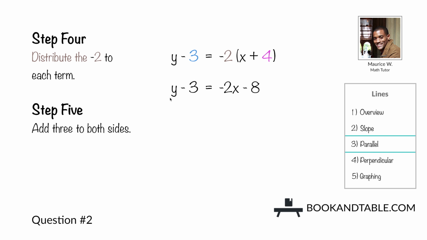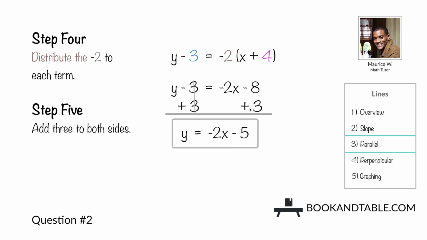In order to isolate y, we want to get rid of this -3. So step 5, we add 3 to both sides, leaving you with y = -2x. -8 plus 3 is -5. So we get y = -2x - 5.